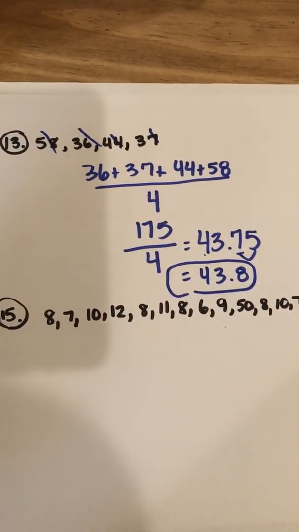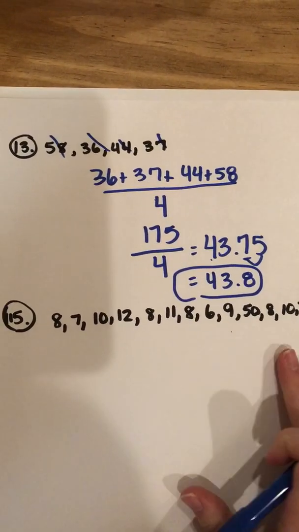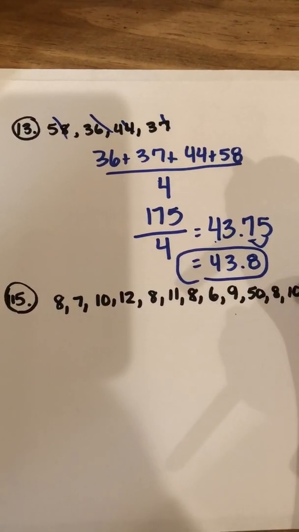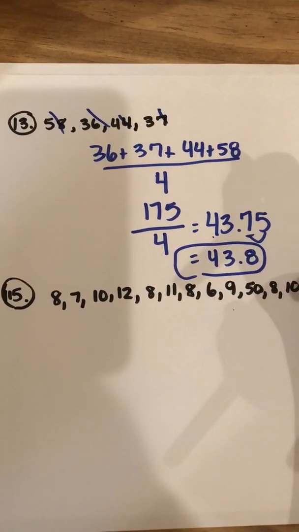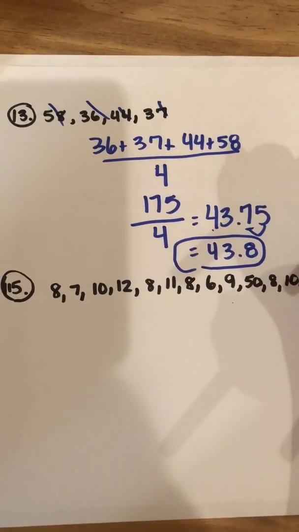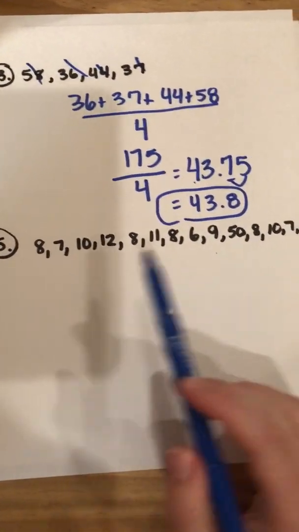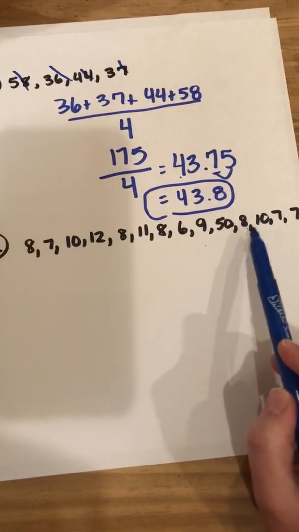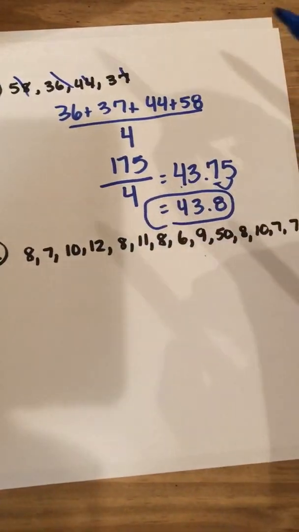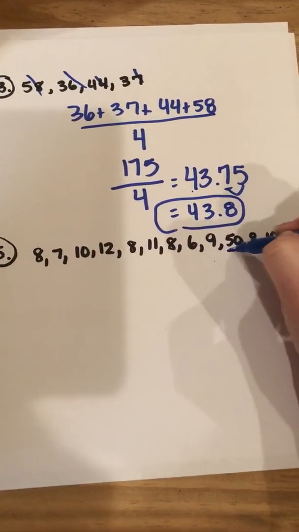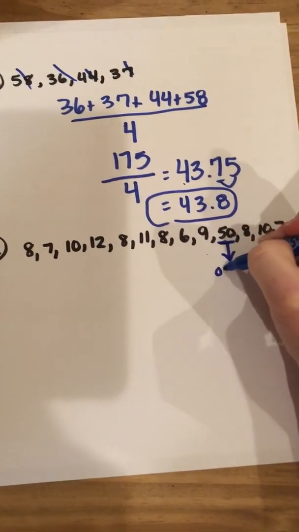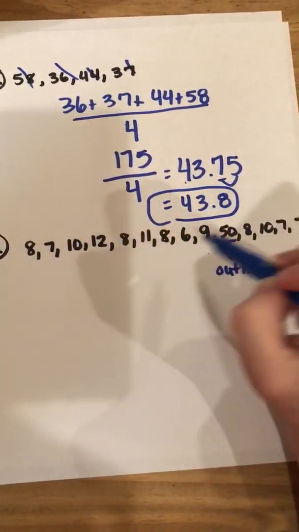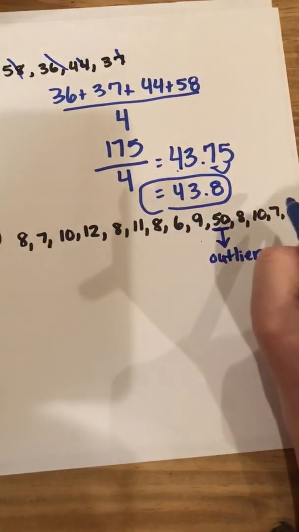Okay, number 15. Now we're moving on to outliers. So it says for each set of data, identify any outliers, then determine the effect that the outlier has on the mean. So I have all of these numbers and they're all pretty low. I have 8, 7, 10, 12, 8. So what this is going to do to my mean is, here's my outlier, because 50 is much greater than all of the rest of the pieces of data.